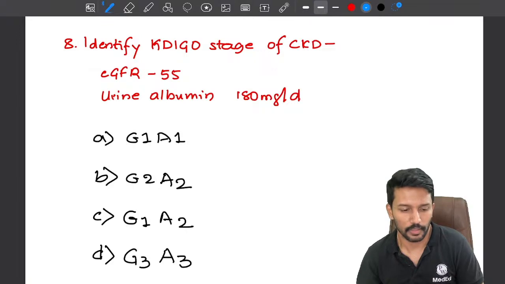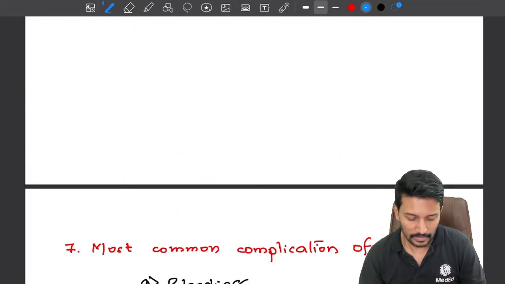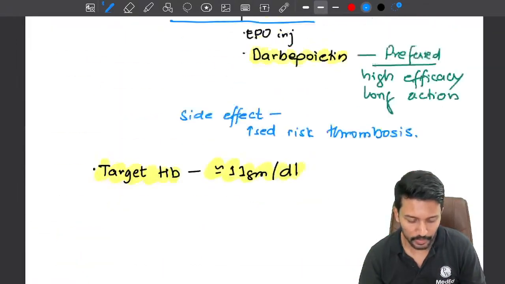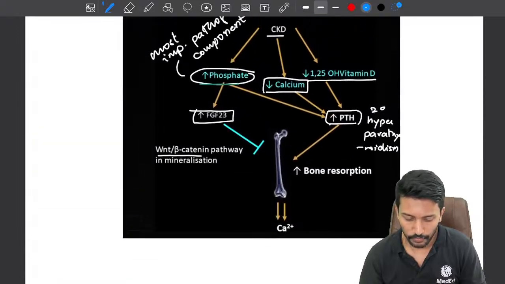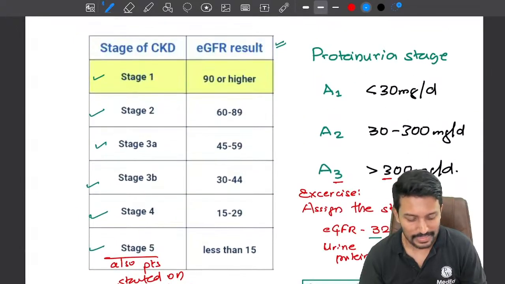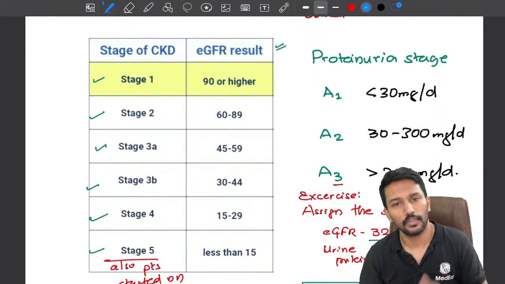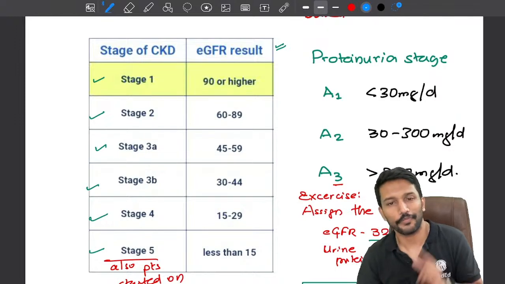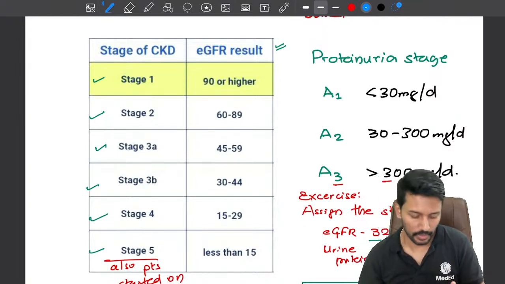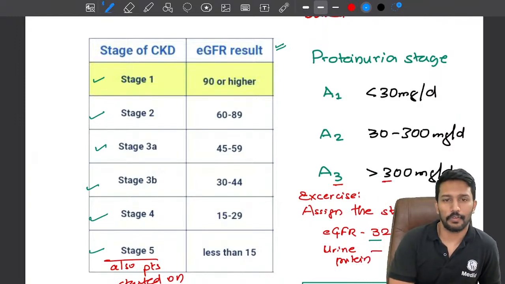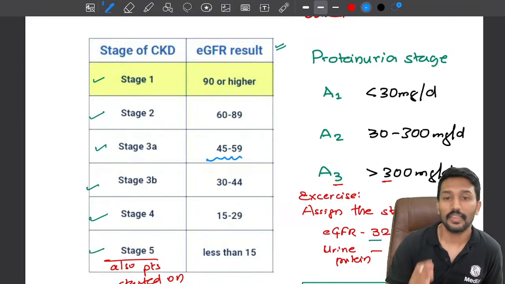eGFR and urine albumin, right? So I've already discussed and told you that you must remember this KDIGO staging of the acute kidney injury as well as CKD, right? So the eGFR of the patient is 55. So here, according to stage, where should it fit? 55 fits into 3A, right?